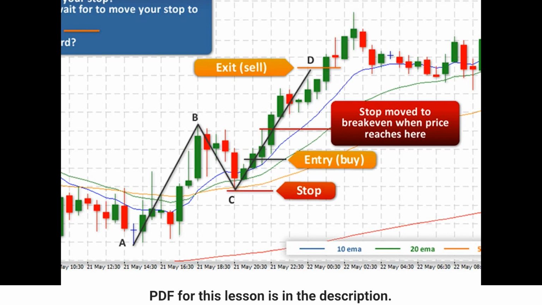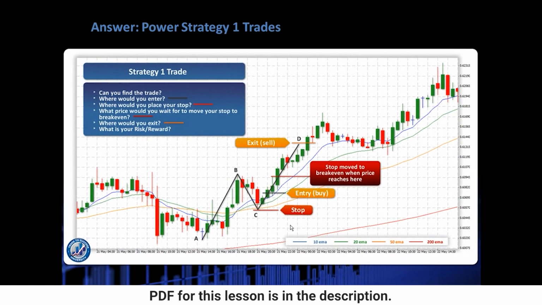So what about our risk reward here? Well, we know that the entry to the stop is 25%, and we know that the entry to the exit is 75%. Why? Because from point C to point D, it's 100% of the move from A to B. And we know that the entry is at 25%, and we know that the exit is at 100%. So we've got 75% reward, we've got 25% risk. What is our risk reward then? Our risk reward is 3 to 1. The reward is 3 times greater than the risk.